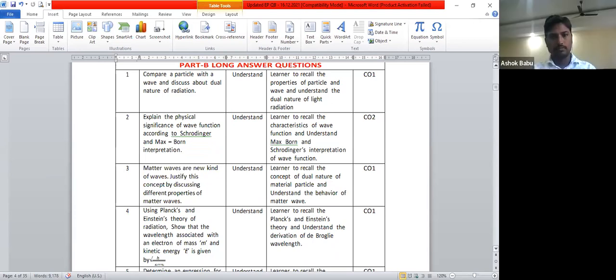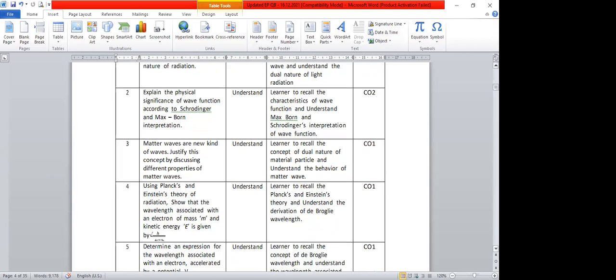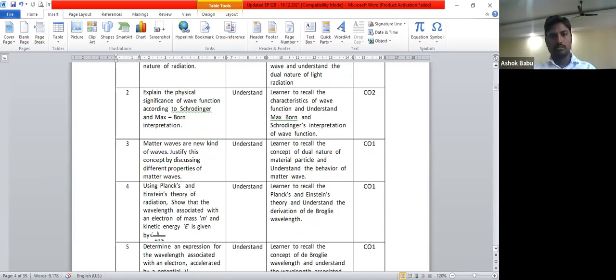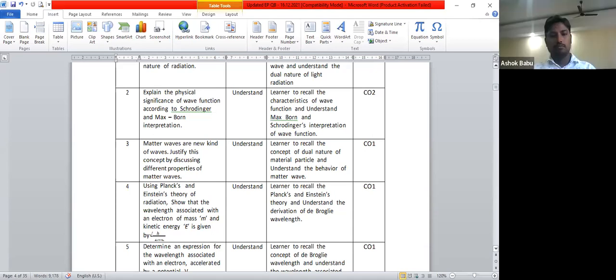Amma, rule number 6. Sir, 6. What is the fourth question, Amma? Read the fourth one. Using Planck's and Einstein's theory of radiation, show that the wavelength associated with an electron of mass m and kinetic energy K is given by lambda equals h by root of 2mK.